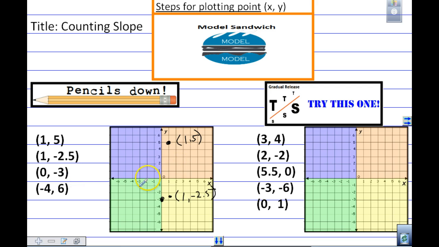Negative 4, 6. There. All right. Negative 4, to the left, comma 6. Good. Good reminder. Go ahead and try this one. Just sketch it out. Doesn't have to be perfectly straight, but in general, get the quadrants all correct. Give that a shot.